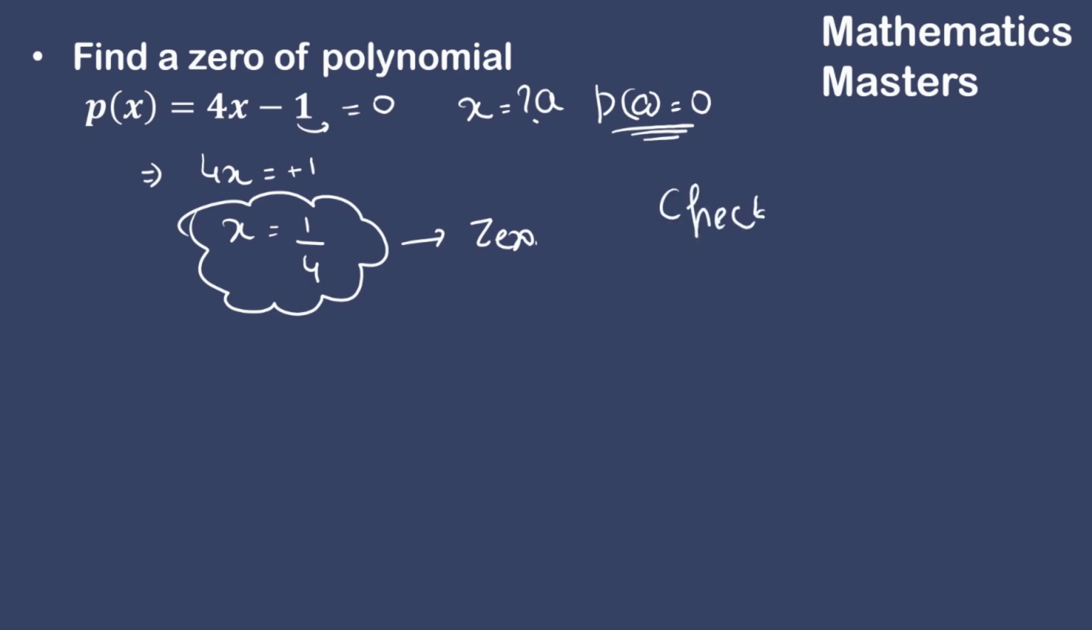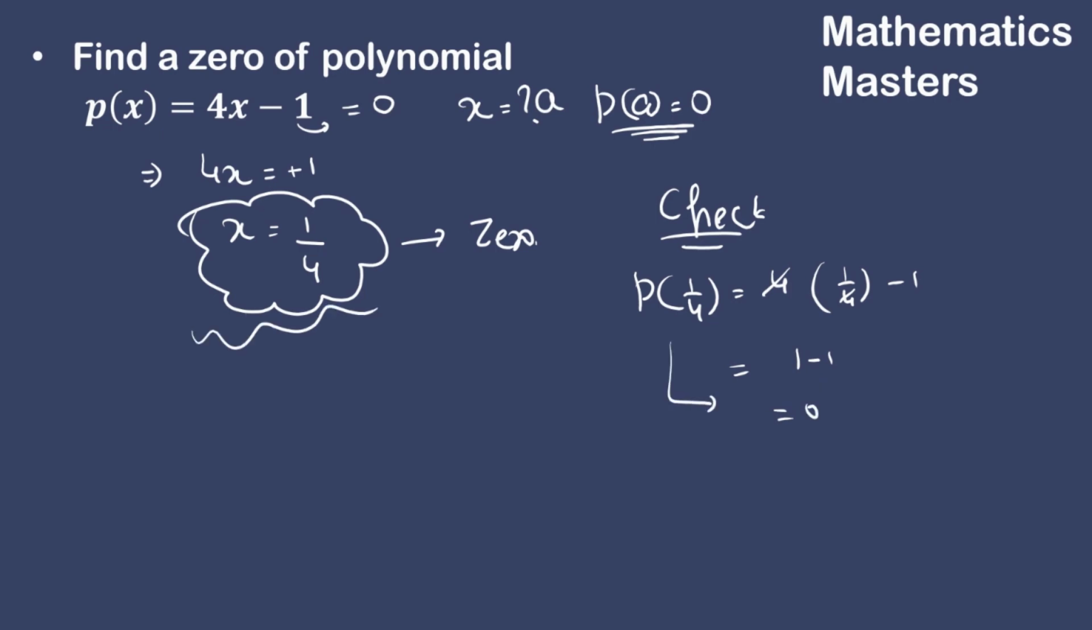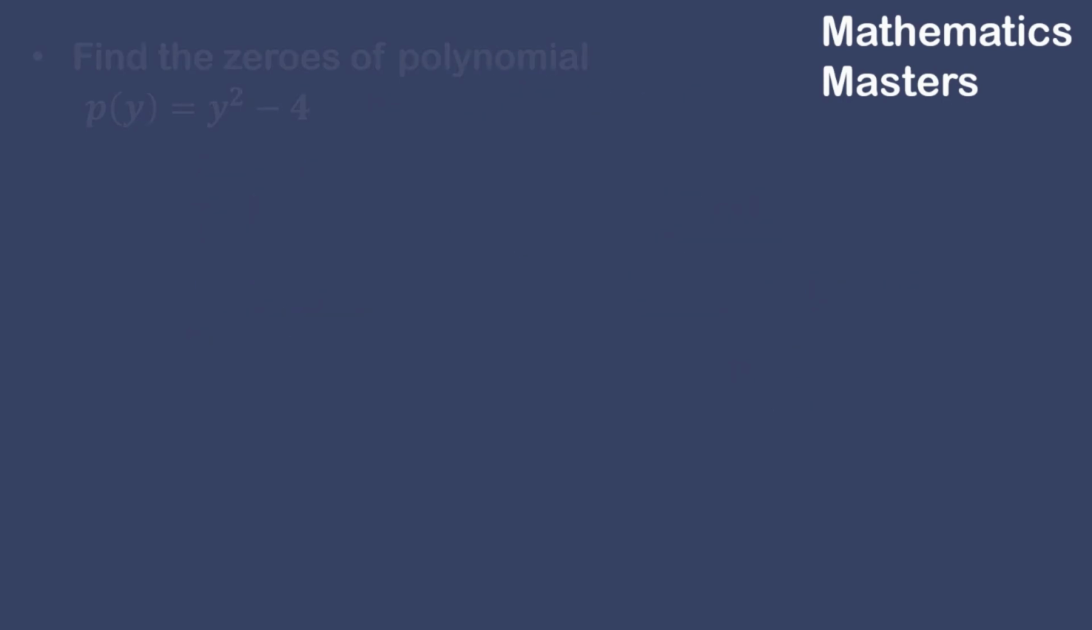Let's check if our answer is correct or not. p of 1 over 4 is equal to 4 times 1 over 4 minus 1. Now 4 times 1 over 4 is 1, and 1 minus 1 is 0. So p of 1 over 4 is 0. So x equals 1 over 4 is the zero of the polynomial. Let's try to do one more question.